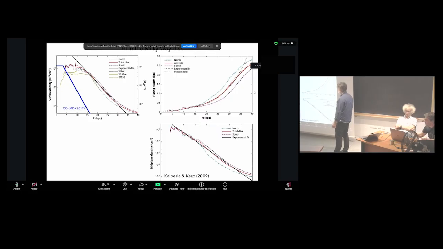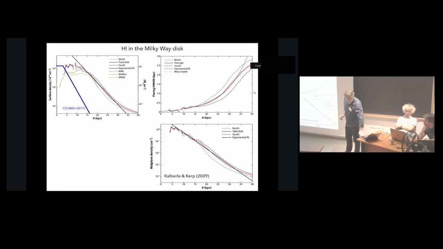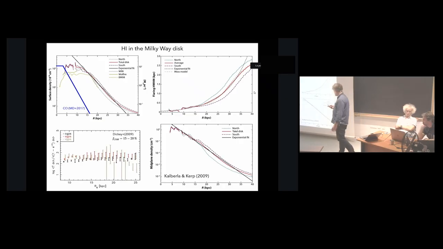And what's also important to know is that the disk is flaring. So the scale height of the H1 is about 100 parsec in the inner galaxy, but then it goes to kiloparsec scales in the outer galaxy, and the midplane density goes down from about 1 to 10^-3 and 10^-4 in the outer galaxy. So that's the picture of the Milky Way we have now. What is a bit surprising is this work by John Dickey in 2009, where he looked at absorption of H1 just to get the CNM in the outer galaxy.